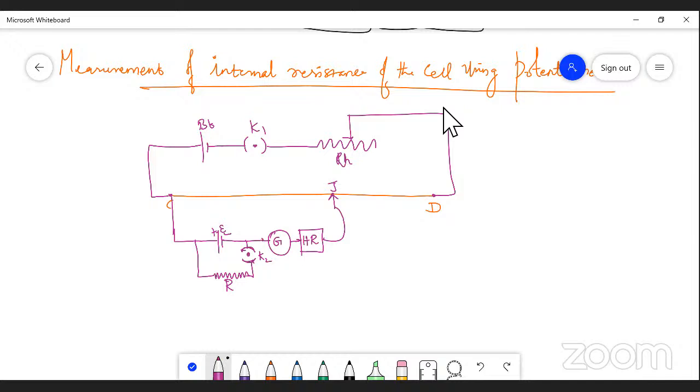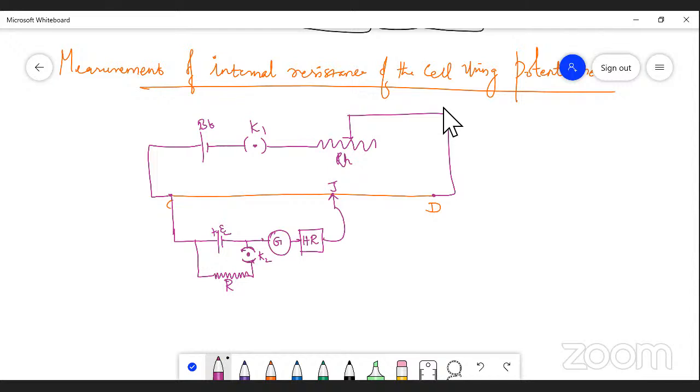along with the resistor R, and this resistor R and the key K2 are connected across the cell of EMF E. Connected across refers to a parallel connection. So the resistance R and the key K2 are connected across the cell of EMF E. Now the entire arrangement forms the secondary circuit. So primary circuit has been explained, secondary circuit has been explained.